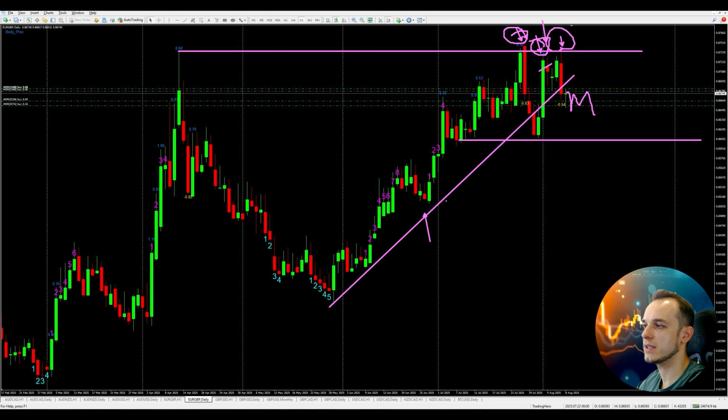Yeah, we have new local lows, and we can forgive this kind of false breakout, but we need to see new local highs to continue this trend movement.